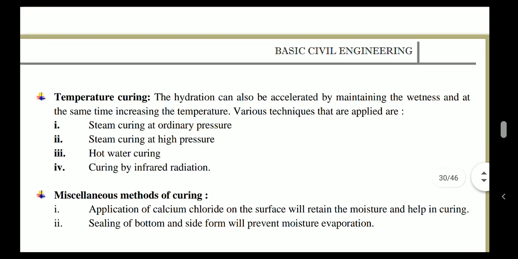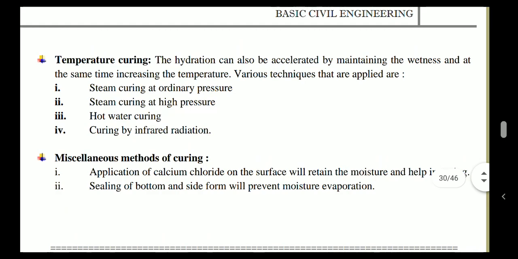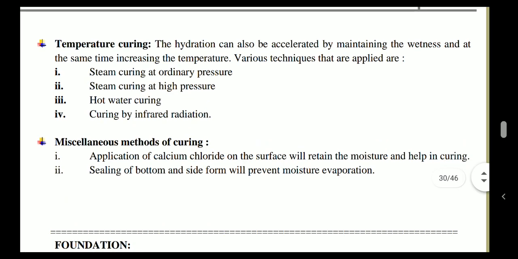Then next is temperature curing. The hydration can also be accelerated by maintaining the wetness and at the same time increasing the temperature. It is done by steam curing at ordinary pressure, steam curing at high pressure, then hot water curing, then curing by infrared radiation. This is used in AAC blocks, autoclaved aerated concrete blocks, temperature curing.